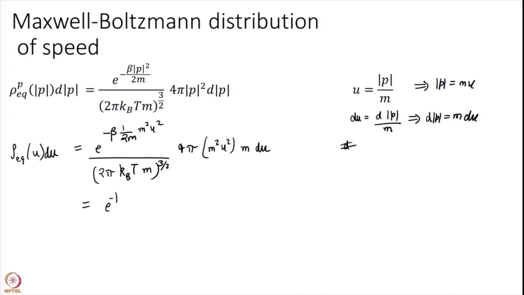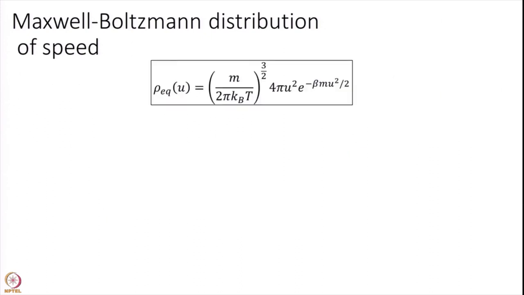So, I just simplify this a little bit. This m cancels with this. Just massaging a little bit here and there, I get 4 pi u square, and I just transform this into this form. You can quickly verify whether I have written it correctly or not. Make sure you can do this. If I have made a mistake, then please correct. So, this is the final form I get for the Maxwell Boltzmann distribution. It is a very famous distribution. It is named after these two outstanding scientists, Maxwell and Boltzmann, who have contributed immensely towards statistical mechanics.